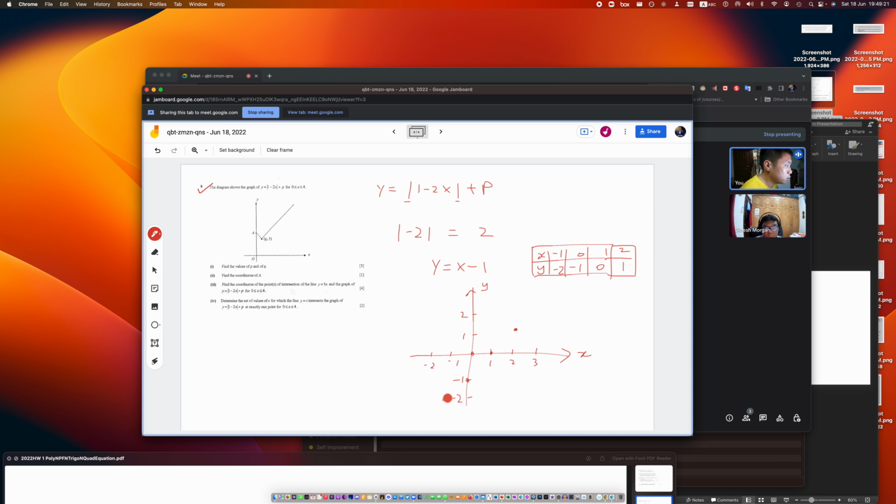Once you get the 4 points, you link them up. I'm using freehand, but you're not supposed to. You need to use a ruler.